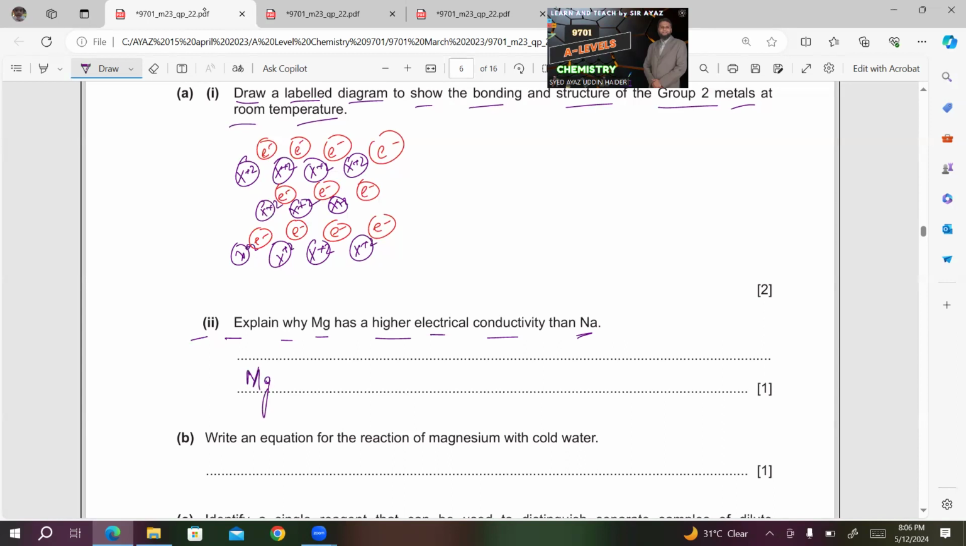Mg can contain more delocalized electrons than Na.